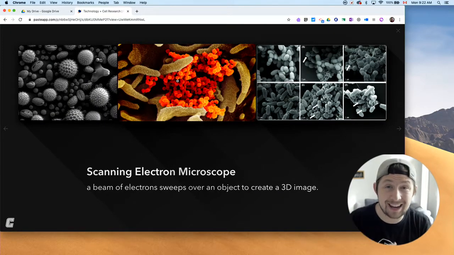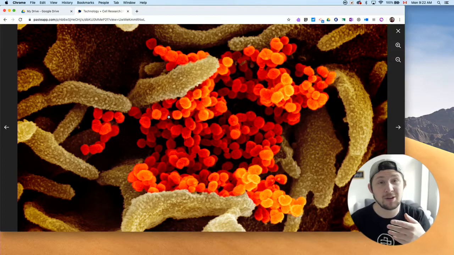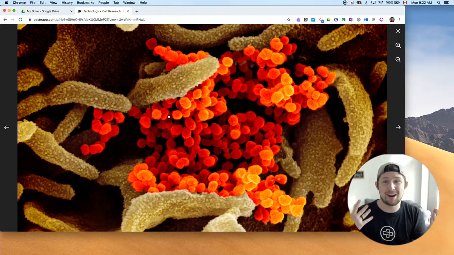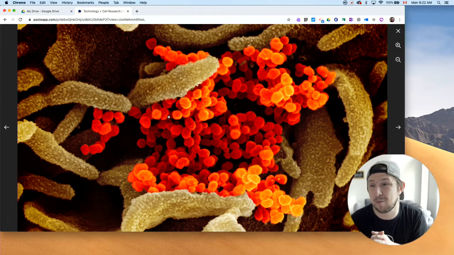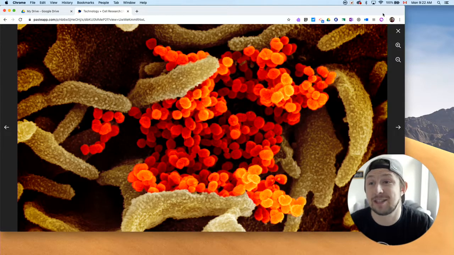Not to say that scanning is better than transmission. In fact, transmission is better for some things than scanning. But for example, this photo here is actually a photo of the novel coronavirus, what we're experiencing right now. This is taken with a scanning electron microscope, and we're able to see structures and, for scientists, hopefully identify binding sites so that we can create a vaccine for this thing.